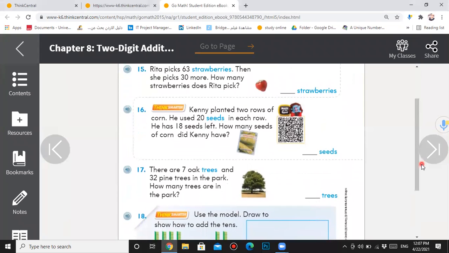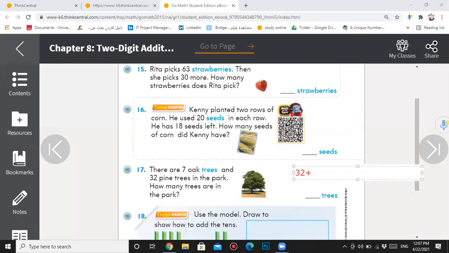And 32 pine. Okay, is this the same? Yes, trees in the park. How many trees are in the park? Sorry, I don't have the same as your book. Because they ask me about how many all of them, it is plus. So you should add 32 plus 7.